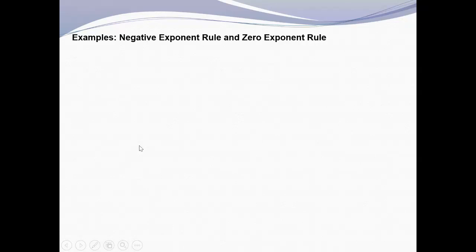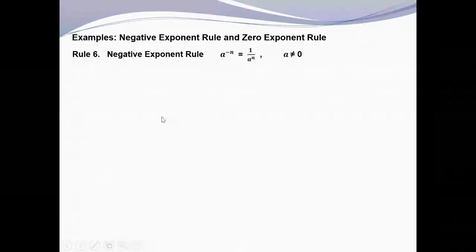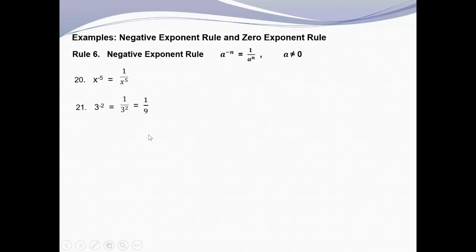Now here comes the negative exponent rule and the zero exponent rule. So for the negative exponent rule, if you have a to the negative nth power, it equals 1 over a to the nth. And a cannot equal 0 because if it's equal to 0, it will be undefined. Example, x to the negative fifth power will be 1 over x to the fifth power. Number 2, 3 to the negative 2 will be 1 over 3 to the second power, which will be 1 over 9.